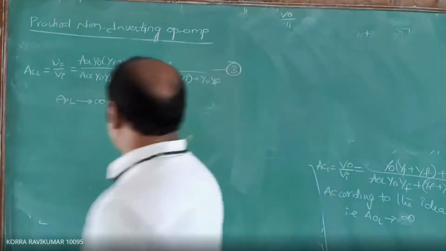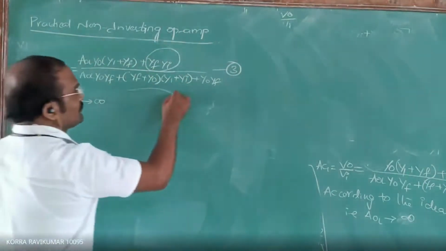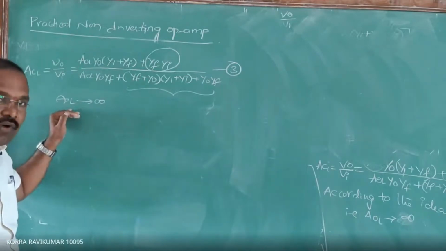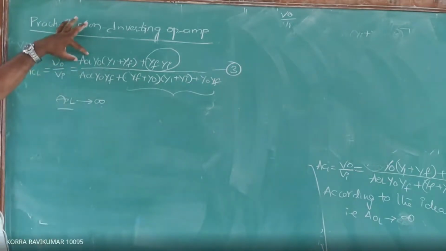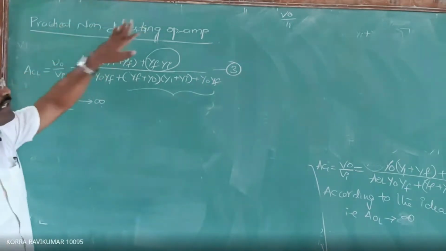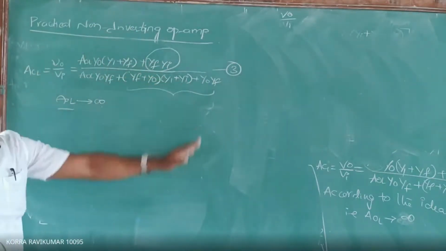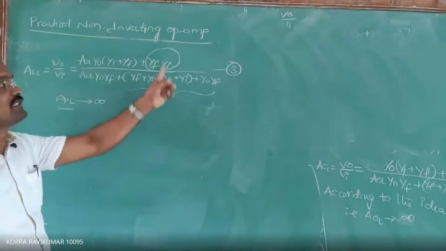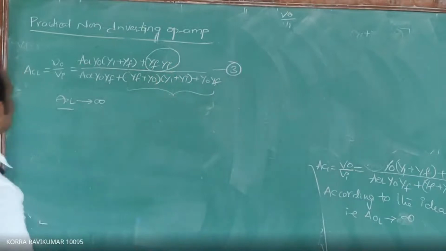So I want to discard this term of the equation in the numerator and this term in the denominator, because from the ideal characteristics of op-amp, this AOL value is equal to infinite. So here this value is infinite. Infinite plus anything is also infinite. So no need to take this value, and no need to consider this term in the denominator. So neglect these terms in the numerator and denominator and rewrite the equation.